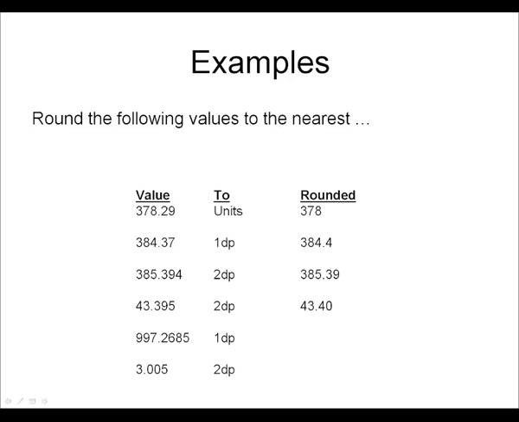In the next one, we have 997.2685. We're asked for one decimal place. The digit we're interested in is the 2. The digit after that is bigger than 4, so we go up to the next value, 997.3. And the value 3.005 to two decimal places. The digit we're interested in is the second 0. The value after that is a 5, so we round up to 3.01.